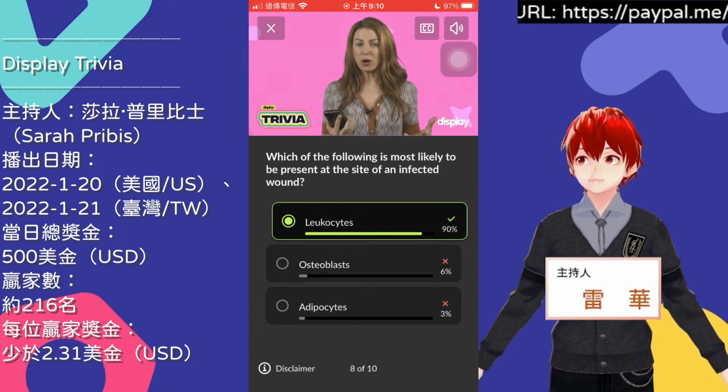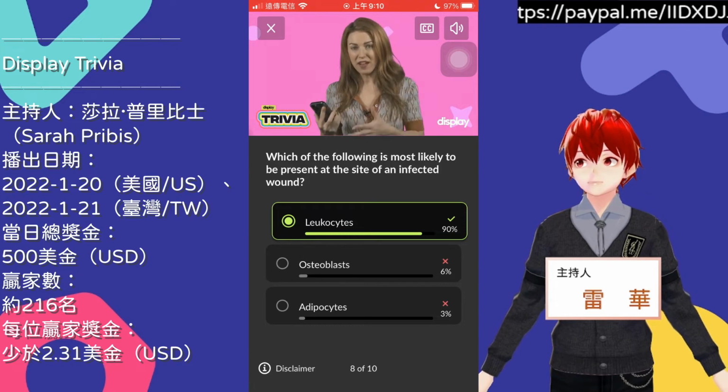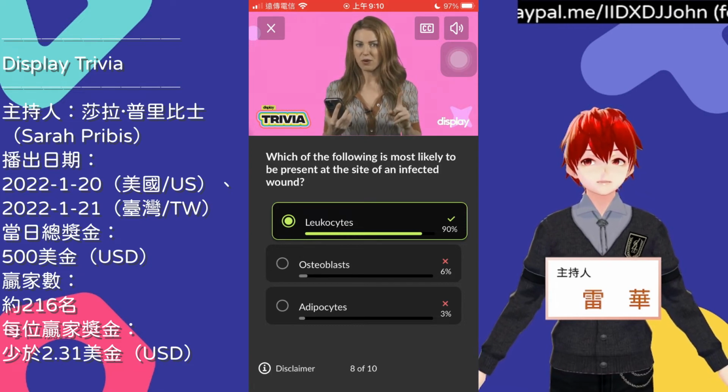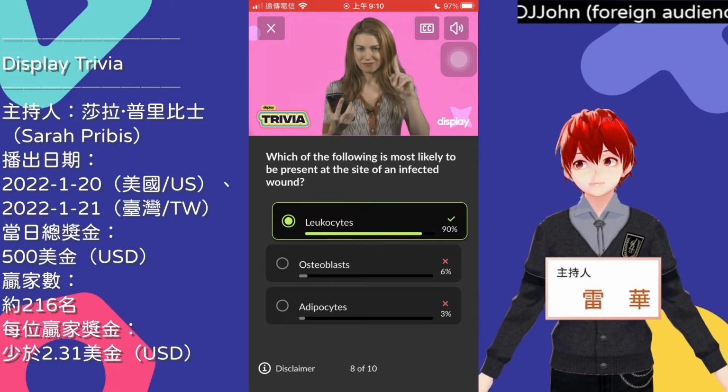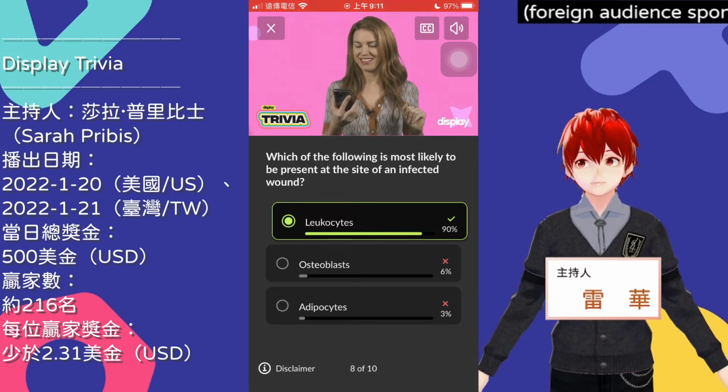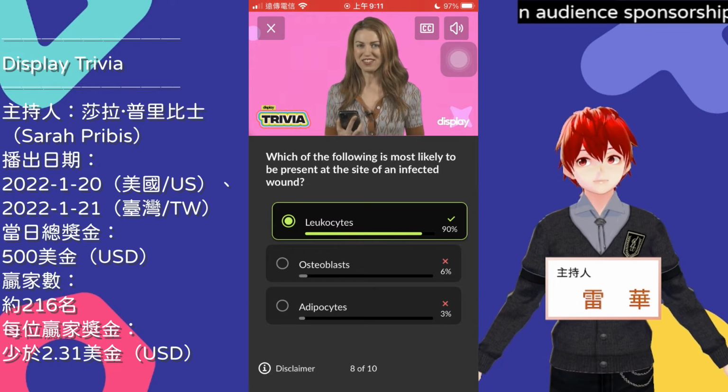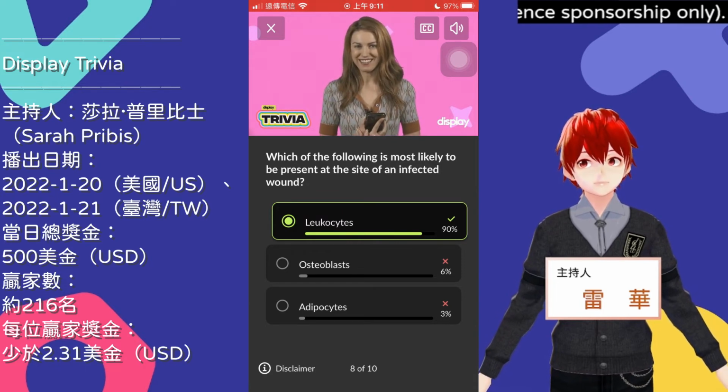Osteoblasts are bone cells and adipocytes are fat cells, but the white blood cells that show up to clean up and heal the nastiest of infections, those are leukocytes. 90% of you got it. Maybe you tuned into the pre-show. We always give away a free answer there.